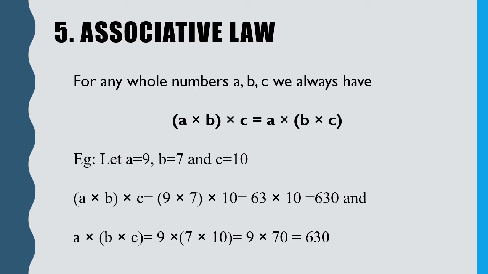So let's solve it by taking an example. It would be easier. A is equals to 9, b is equals to 7 and c is equals to 10. Taking the left hand side of our particular equation, we are first multiplying 9 and 7, which is 63, and then we are multiplying by 10. The answer is 630. Now we are taking the right hand side, which is the RHS. First we are multiplying 7 and 10, which is b and c. That comes out to be 70, and then we are multiplying by 9. The answer is 630. So we can say that associative law applies in multiplication operation in whole numbers.